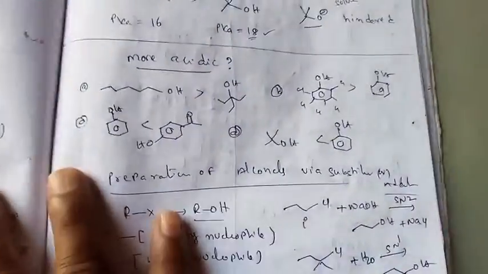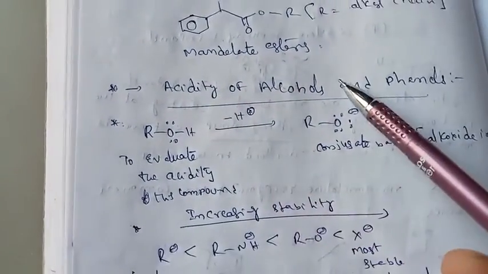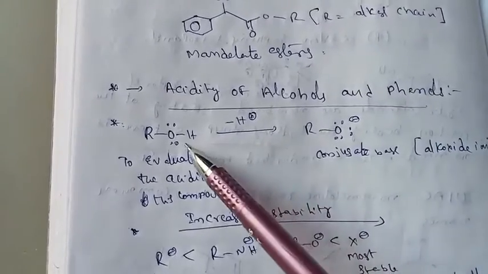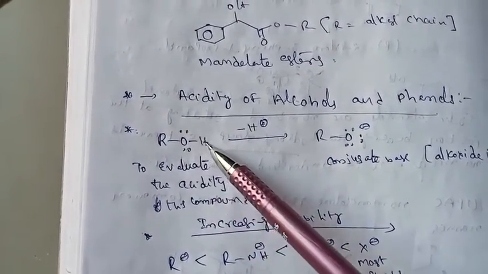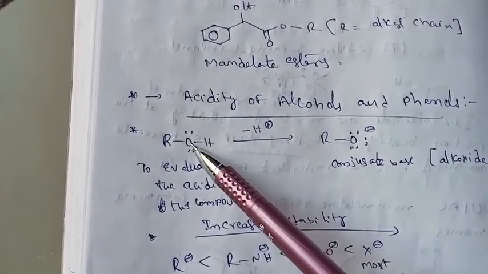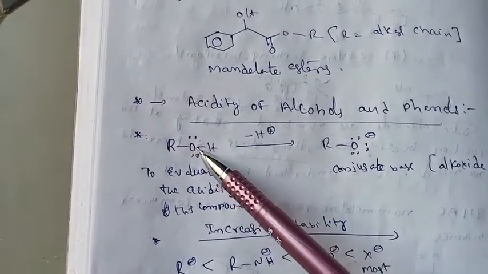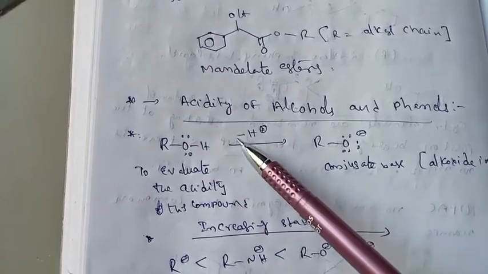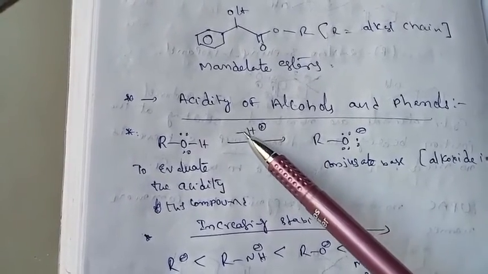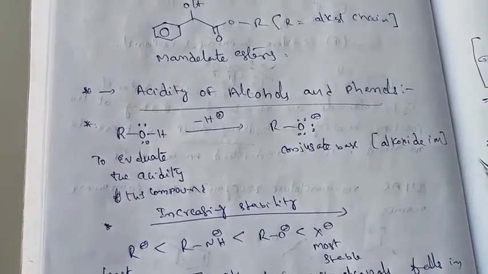Now very important is the acidity of alcohols and phenols. We know that in alcohols the OH oxygen has lone pairs of electrons, and because oxygen is directly connected to hydrogen, oxygen being a more electronegative element, the bond between oxygen and hydrogen is weak. So that's why it can readily release this H+ ion and form a conjugate base, the alkoxide anion.